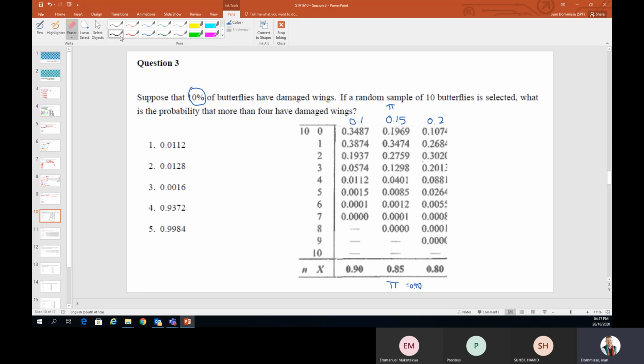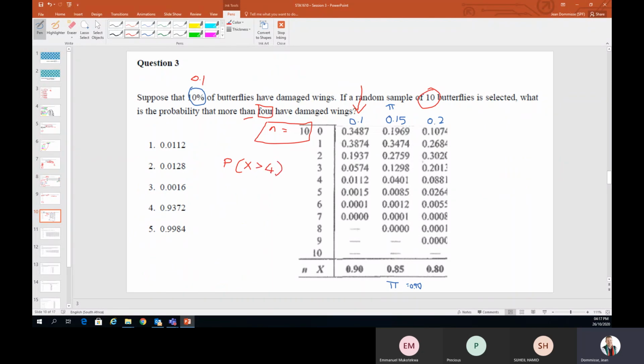Okay, so we're working with 10%, so that is 0.1. Working with that area there. They tell us that a random sample of 10. So I already picked the table that it is 10. So n is equal to 10. And then they say, what is the probability that more than 4? Okay, so more than 4. So what is the probability that x is more than 4?